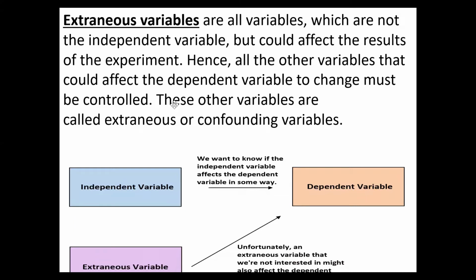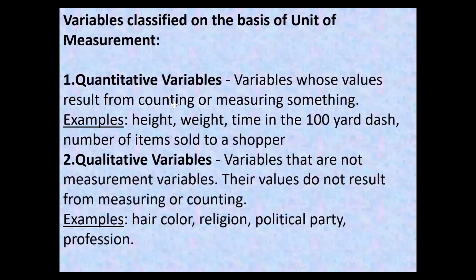So all the other unwanted variables which the experimenter is not interested in measuring, if all those variables are affecting the DV, all those variables are known as the extraneous variables.